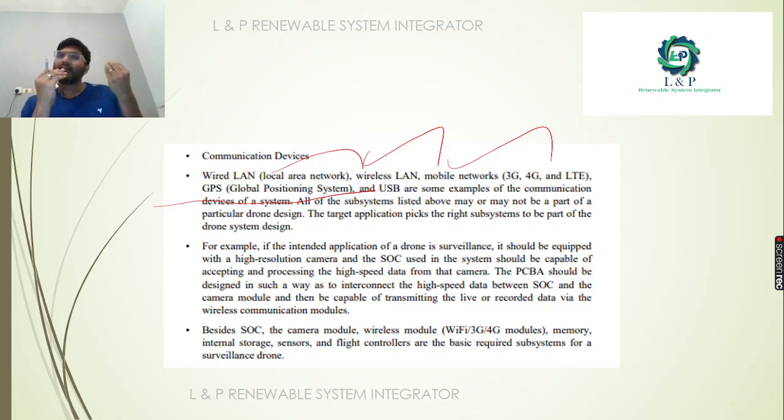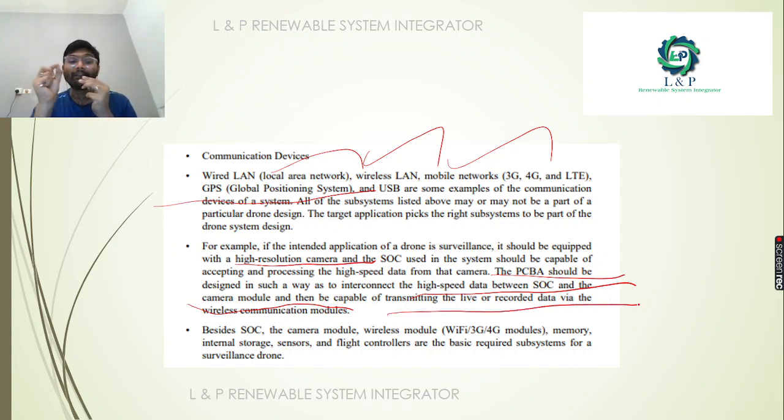Let us try to understand it with an example. If your intended application is surveillance, it should be equipped with a high resolution camera and the SOC used in the system. Most importantly, the PCBA should be designed to interconnect with high speed data between the SOC and the camera module, and be capable of transmitting live or recorded data via wireless communication modules. The wireless modules can be Wi-Fi, 3G, 4G modules. It should also have internal storage, sensors, and flight controllers. These are the basic required subsystems to design a surveillance drone.